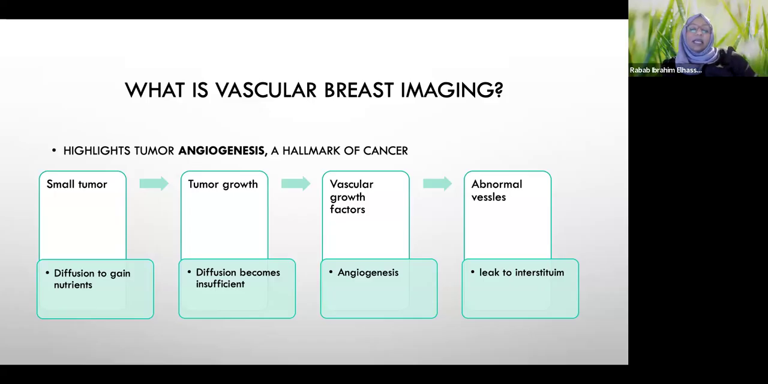The problem, or actually not a problem, it is beneficial for us in imaging, is that these new vessels are abnormal and not like normal vessels. They are very permeable, and they leak materials through their walls into the interstitium of the tumor. This is what we use in vascular imaging: when we give contrast, the contrast leaks through the abnormal tumor vessels into the interstitium of the tumor, and this is what we see on imaging as enhancement.